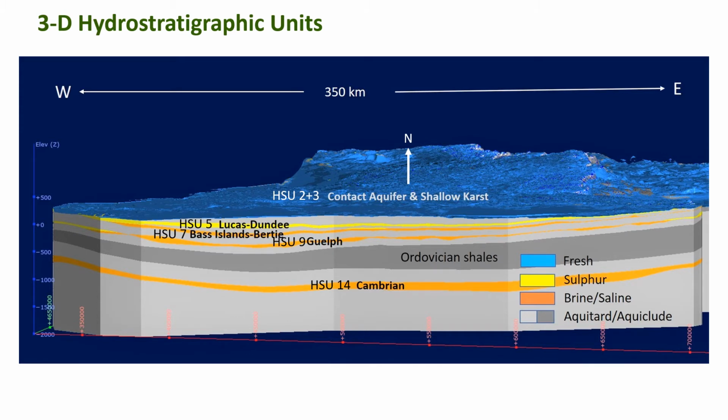This is a regional view of our 3D hydrostratigraphic model looking north from Lake Erie and tipped up to the north on its edge. The colored layers on here are the principal aquifers in the subsurface. They're color-coded by water type, and the units in gray are all the aquitards.